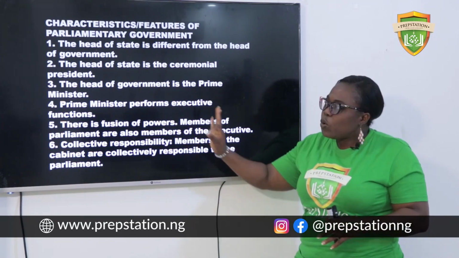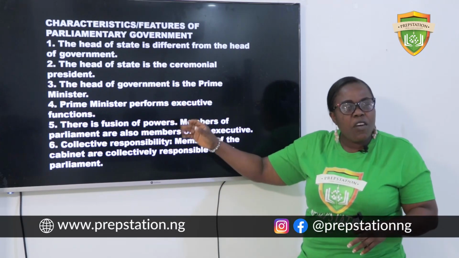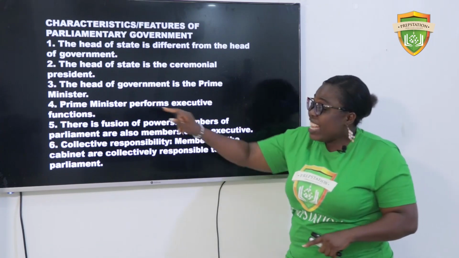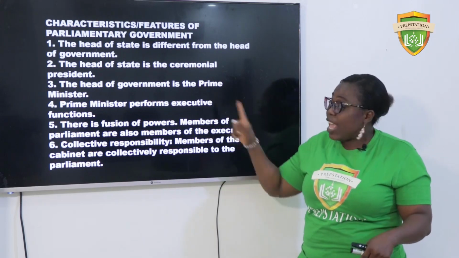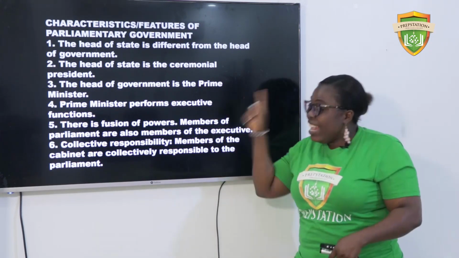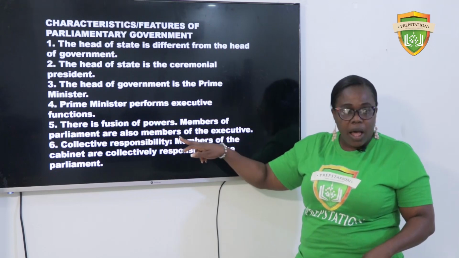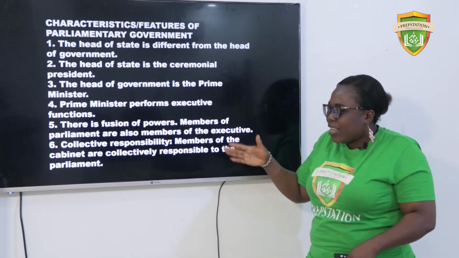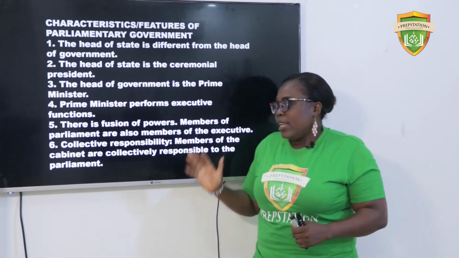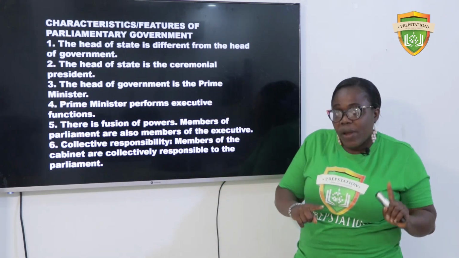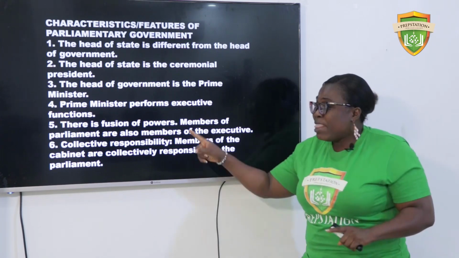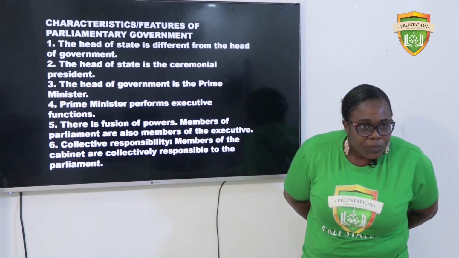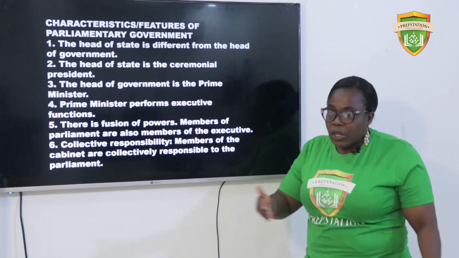Do you understand? But here in the parliamentary system of government, the Prime Minister performs the executive function. He's a member of the legislature, he's the head of the executive, and he's also in the House. So there's fusion of powers. It says members of parliament are also members of the executive. That was what I was explaining. They are also members, but it's not like that in Nigeria. In the presidential system of government, the members of the executive are not members of the legislature. Do you understand? So take note of this.